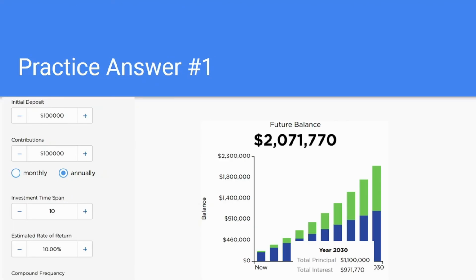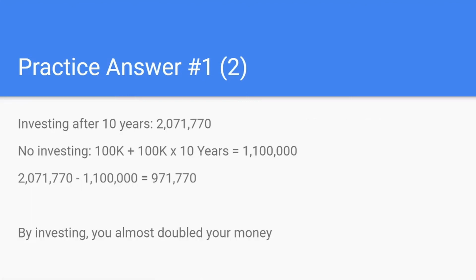So let's take a look at the answer. After filling out all the inputs, you'll get the total result of over $2 million. Next, let's compare that to if you were to not invest. So, after not investing, it will be about $1 million. So, you'll have almost doubled your money by investing.